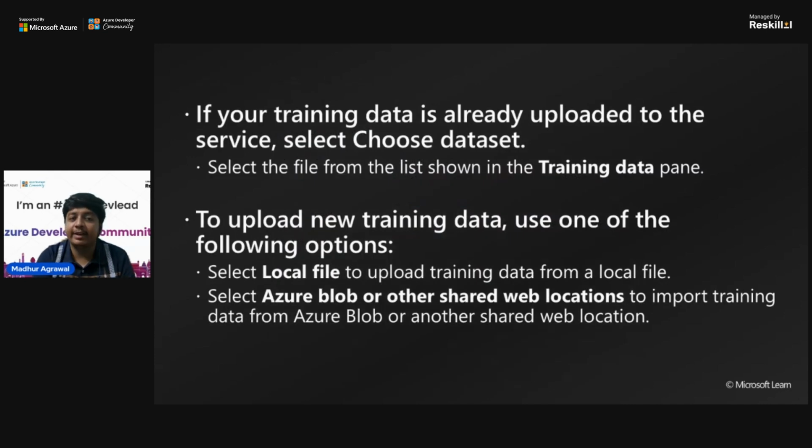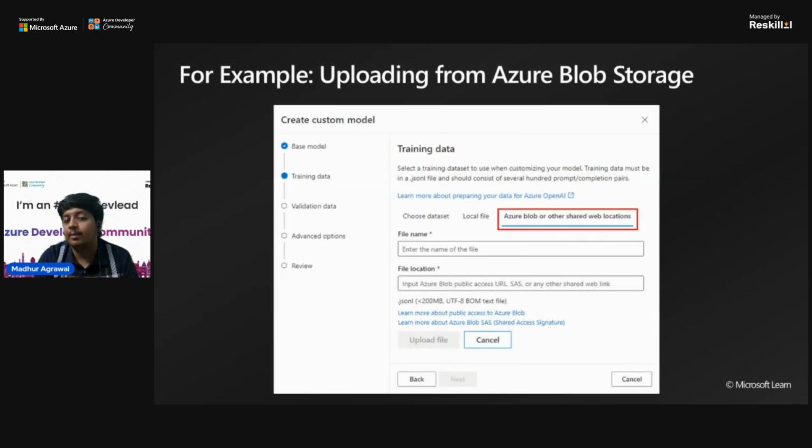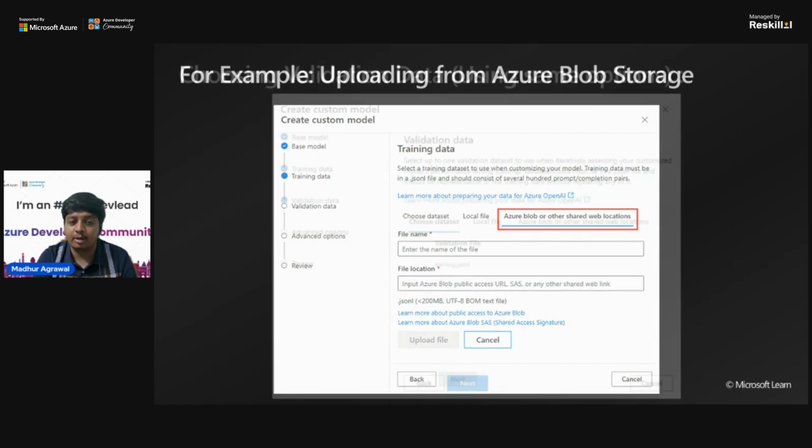If your training data is already uploaded to the service, select choose dataset. As I said, if you have already prepared a dataset in the Azure ML Studio or AI Studio, you can choose that. If you are uploading new training data, you can select a local file, or Azure Blob, or other web locations, which are also supported for importing training data in Azure. The next thing that we are going to do is upload our training data from the Azure Blob.